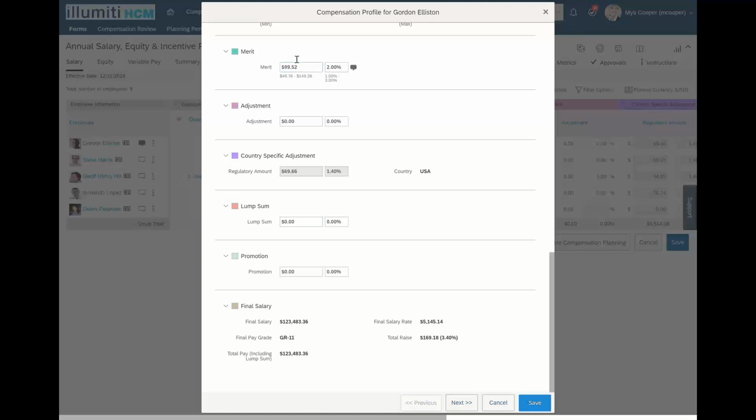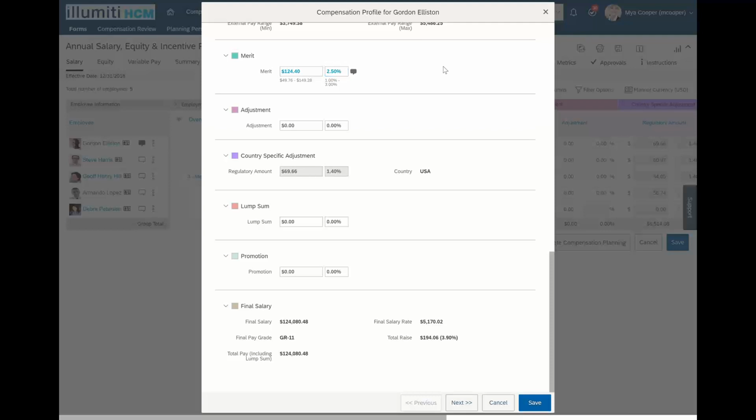Here we see the merit at 2%, just like we saw on the planning sheet out here. Here we see an adjustment, a country-specific adjustment, a lump sum, and a promotion. Down at the bottom, we're seeing the final calculated results. So if I decide that this pay increase shouldn't be 2%, but instead should be 2.5%, I can type and make my entry here.